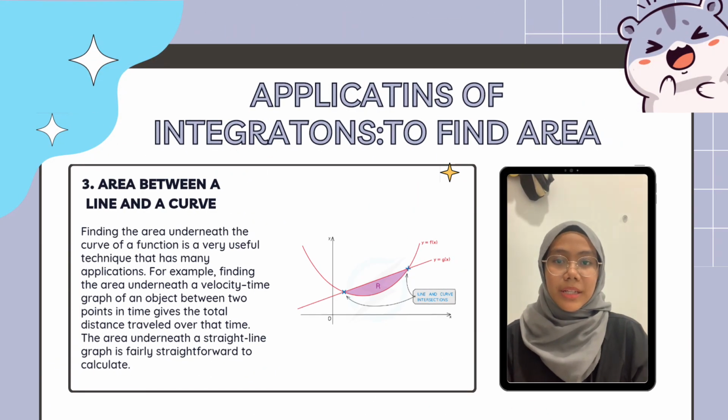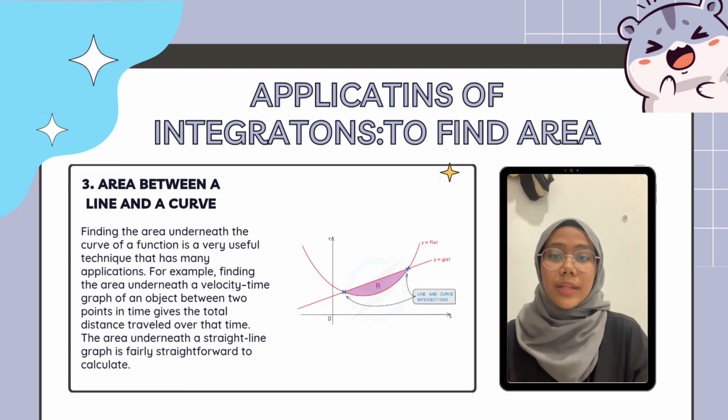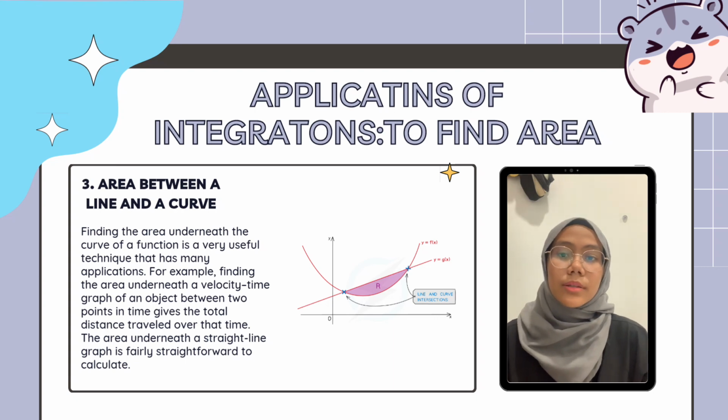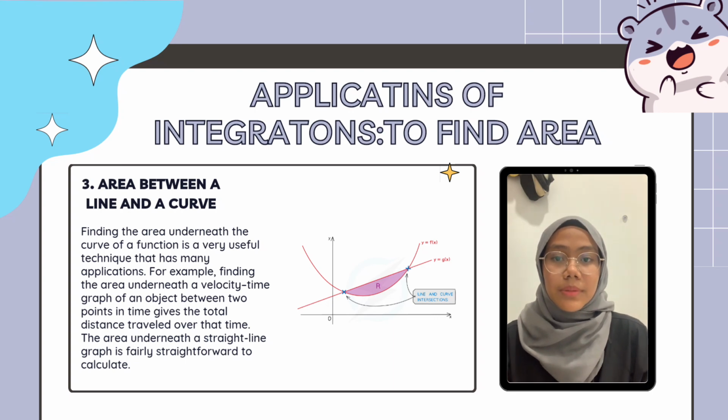So, the next application is to find the area between a line and a curve. In this explainer, we will learn how to apply integration to find the area between the curve of a function and a horizontal or vertical straight line. Finding the area underneath the curve of a function is a very useful technique that has many applications. For example, finding the area underneath a velocity-time graph of an object between 2 points in time gives the total distance traveled over that time.